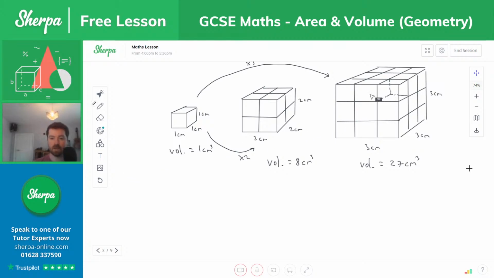These have a volume of 9. We've got 9 cubes in our first layer. We've got 9 in our second layer, 9 in our third layer. So we've got 27 small cubes in total. So that's another way of thinking about how our volume is actually being calculated.